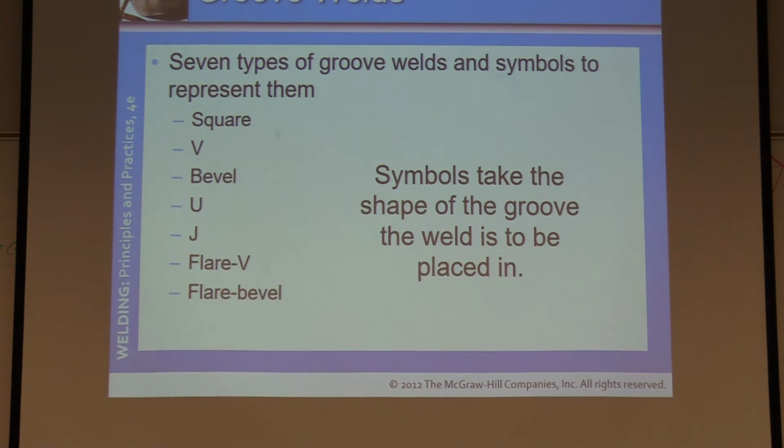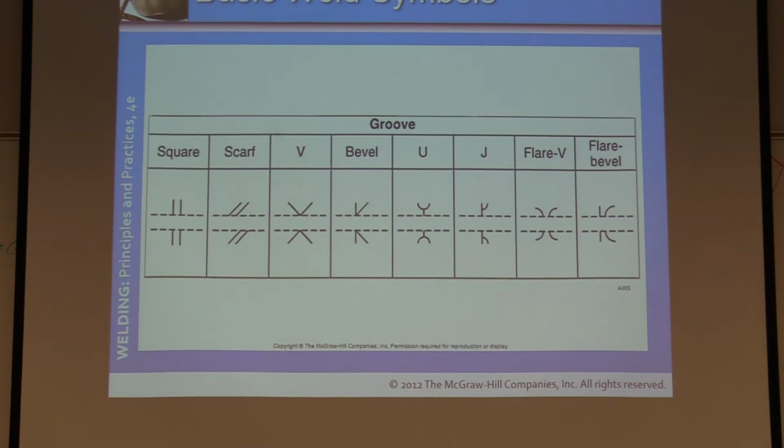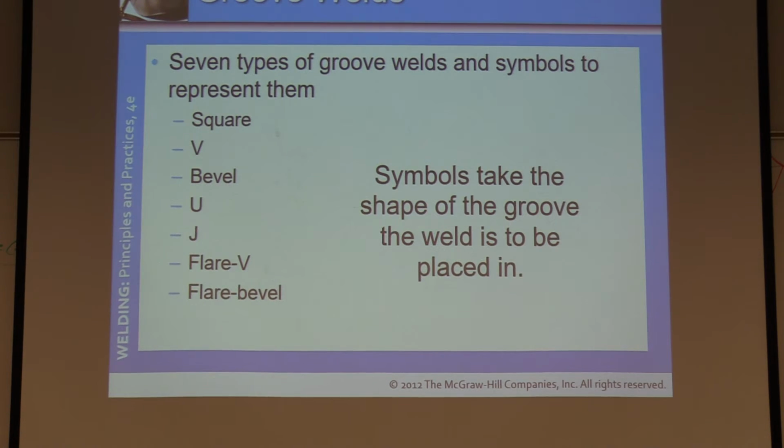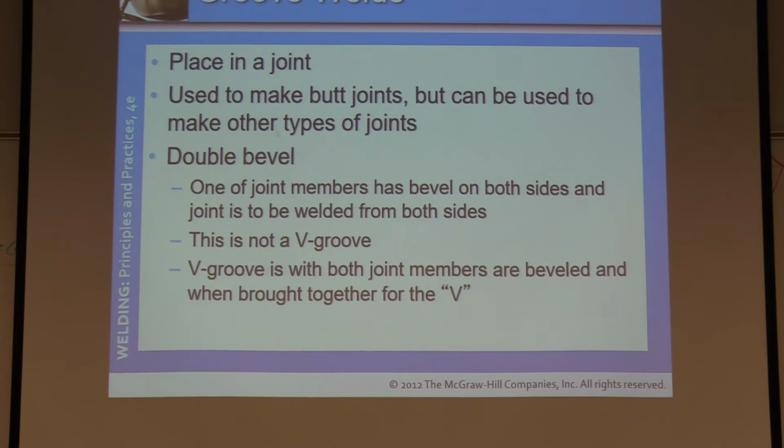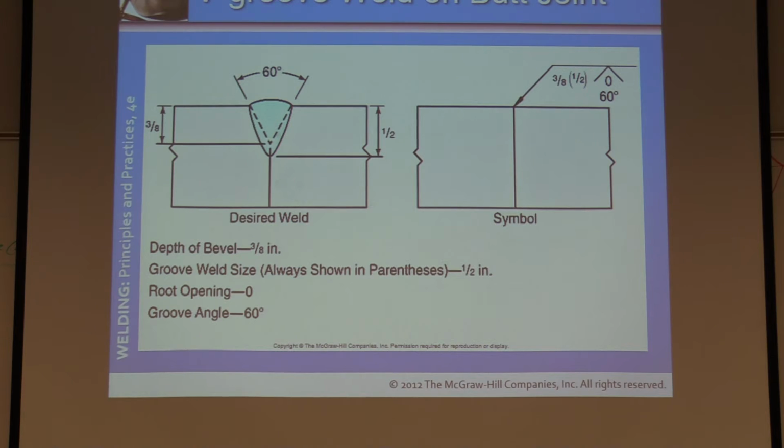Groove welds. There are 7 types of groove welds and symbols to represent them. Square, V, bevel, U, J, flare V, and flare bevel. Right there, those are the 7 welds that we're going to do. Okay? So these are for groove weld specific. I'll explain the rest here in a minute.